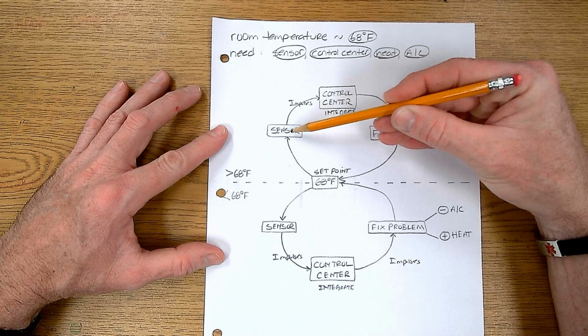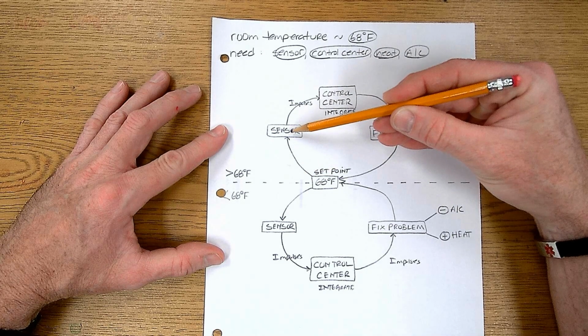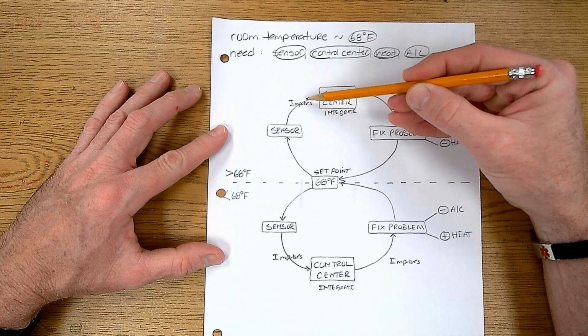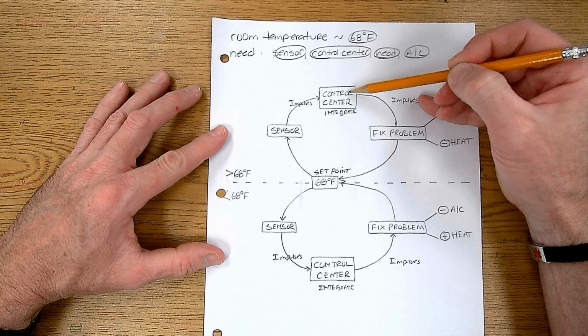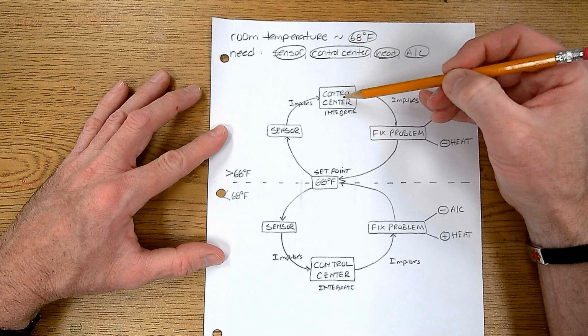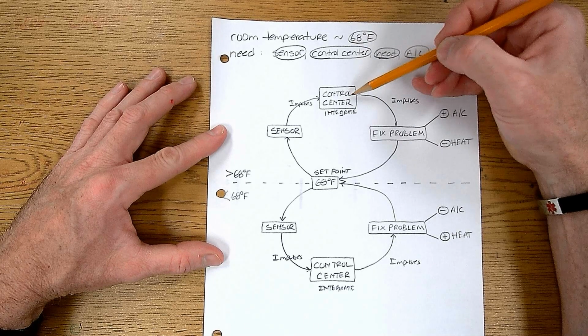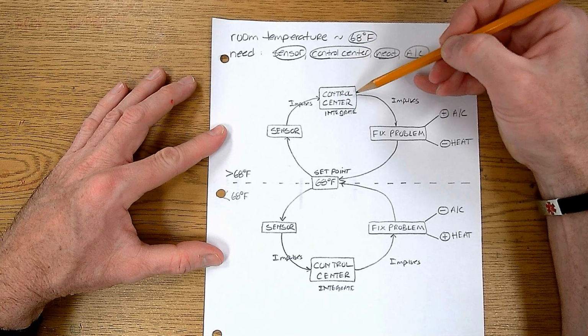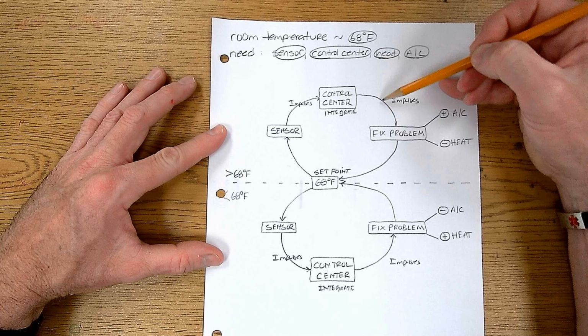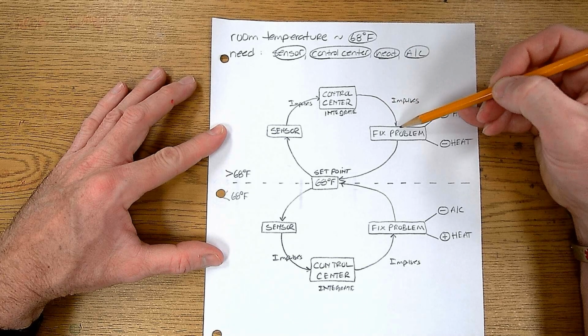And we're going to have sensors that pick up that information. They're going to send impulses, so like electrical impulses, to some sort of control center. The control center is going to take a look at those electrical impulses and decide what to do. So then the control center, after having integrated all that information and realized that it's getting too warm in here, is going to send electrical impulses away from the control center to try to fix the problem.